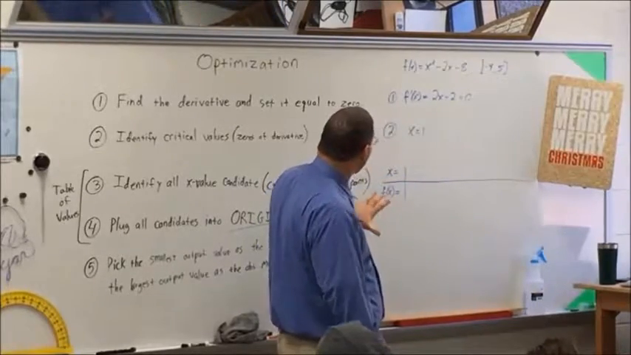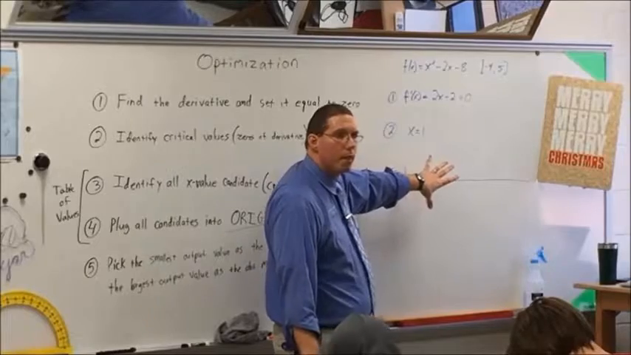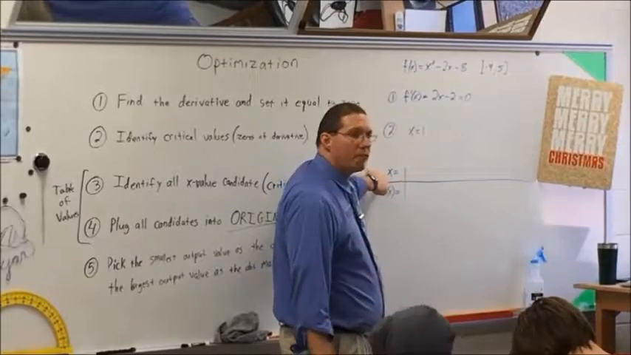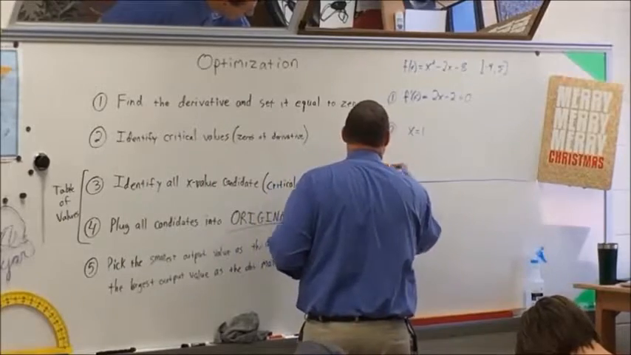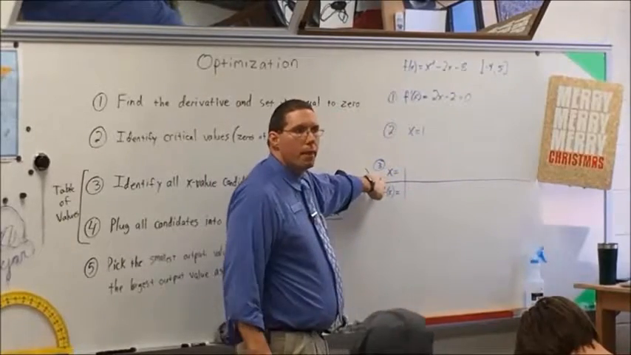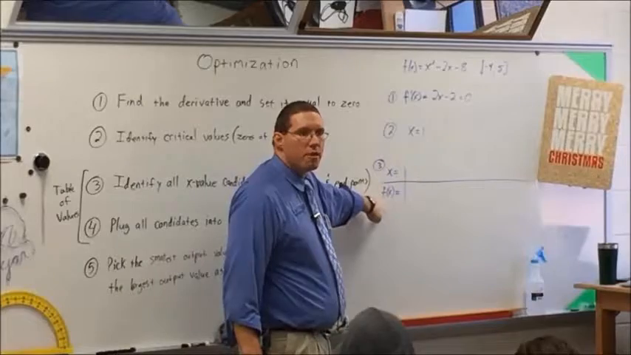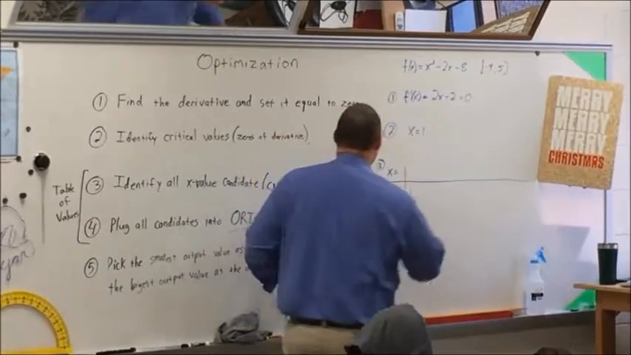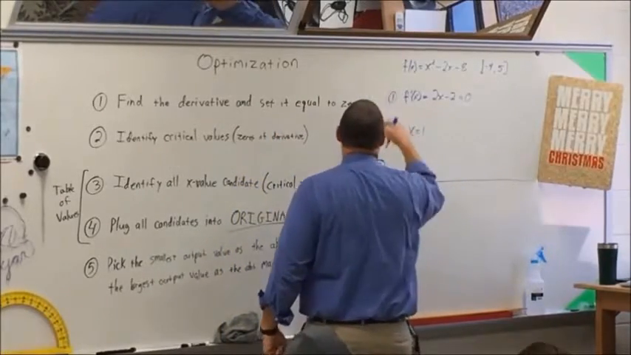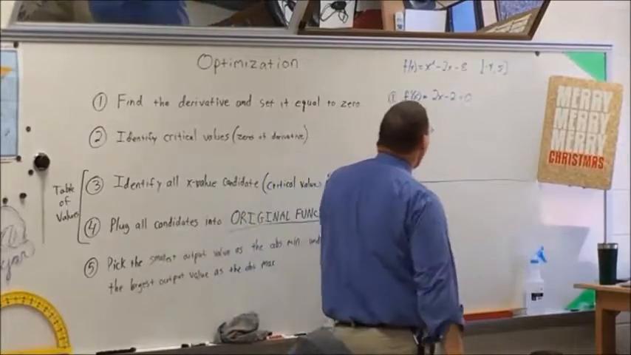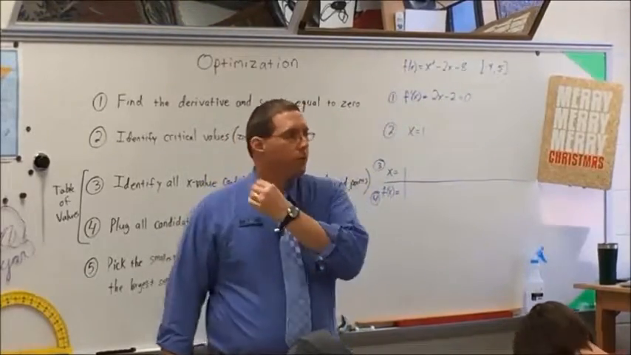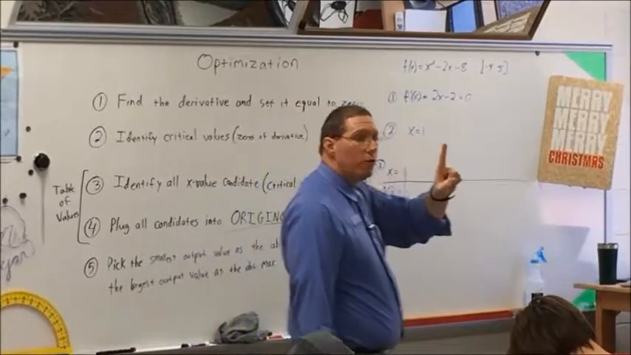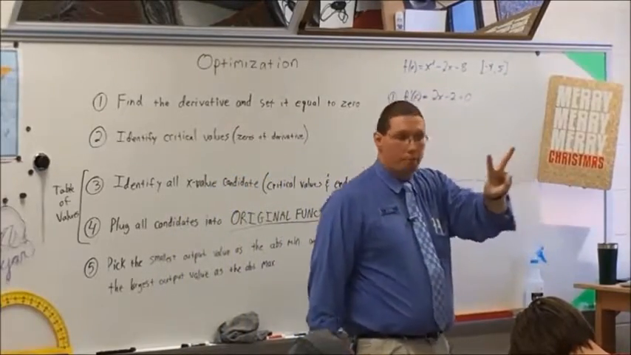Now I'm creating a table here. The top of the table, all my x values, that's step 3. And the bottom of the table, you know what step that is? Step 4. So I'm going to put a 4 there. So here I've got step 1, step 2, step 3, step 4. How many candidates do I have in this question? 3 candidates, right? 1 critical value and 2 endpoints.